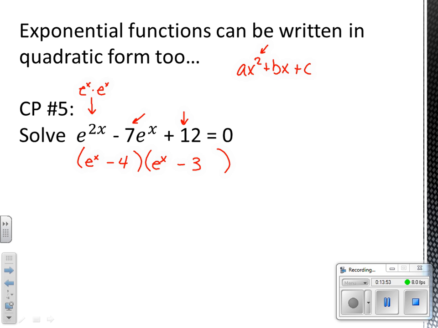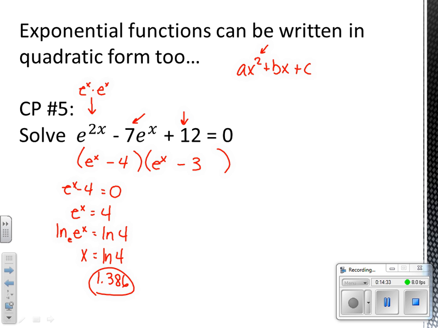Now I take each of these individually, just like we did before, but we are working with e to the x right now. So take the factor, set it equal to 0. Move the 4. Now I need that x out of my power. Hopefully you're catching on to what I'm doing to get that done. I'm going to ln both sides. If I write it in here for you to see, hopefully you're catching that the left-hand side now is my x. And I can punch ln of 4 into my calculator and I get 1.386.